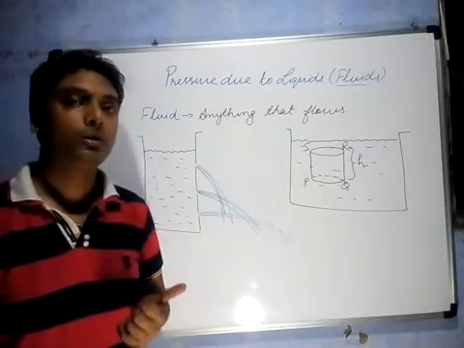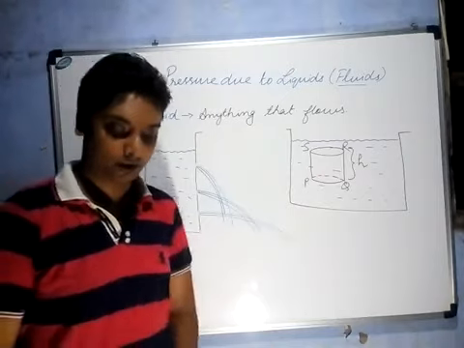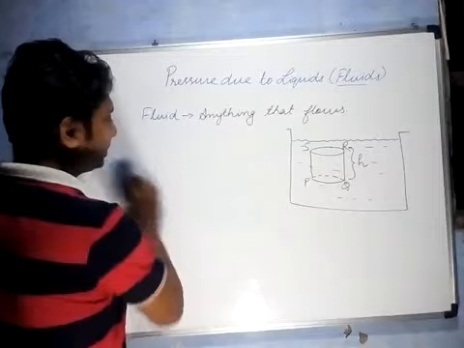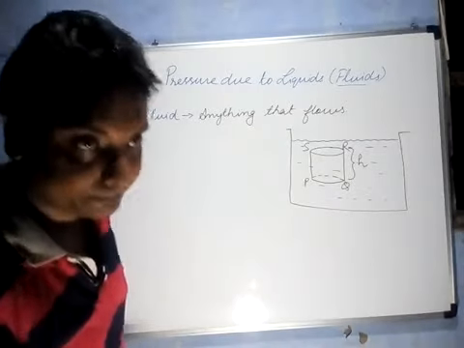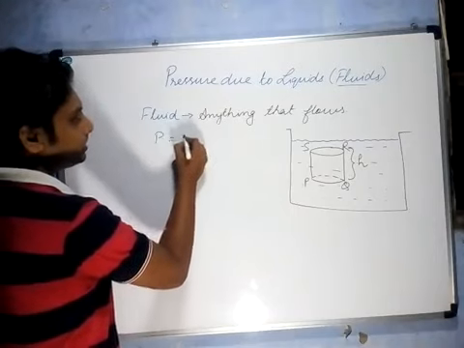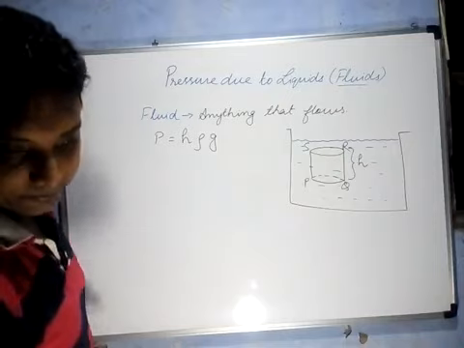So what we can understand from here is that pressure is dependent upon the height of the liquid column. On what? On the height of the liquid column. More the height, more the pressure. So let's understand that the formula for pressure becomes P is equal to H rho G.